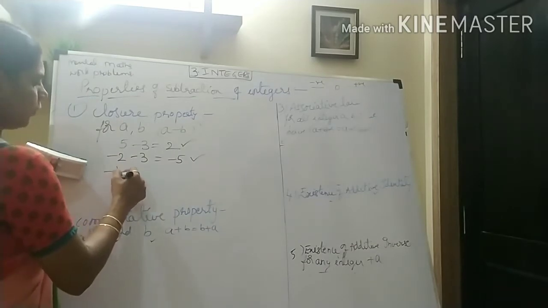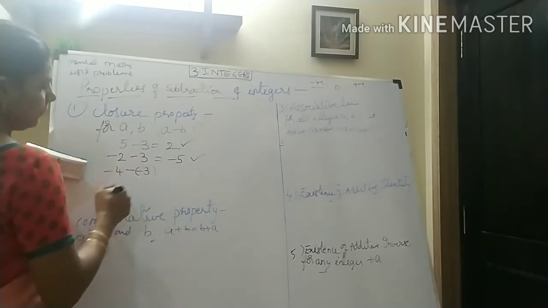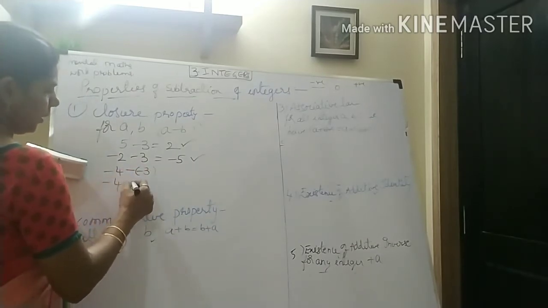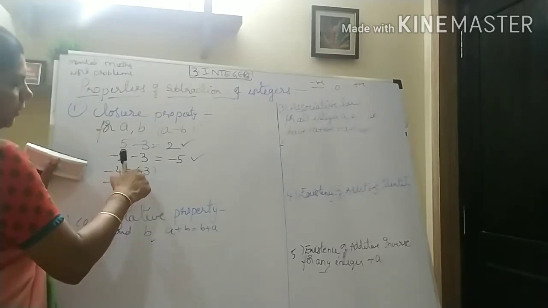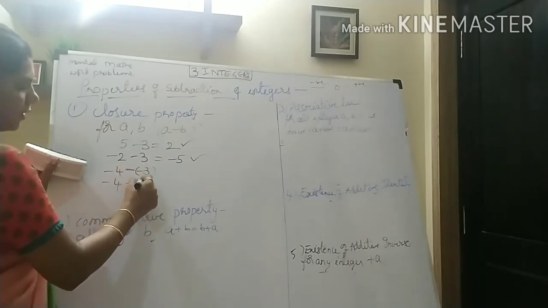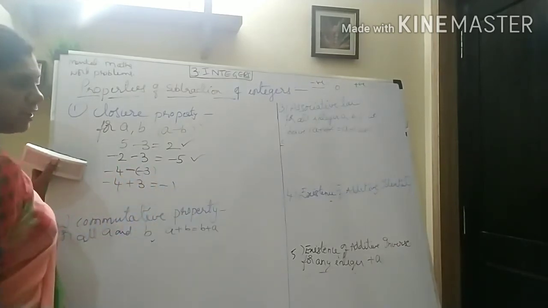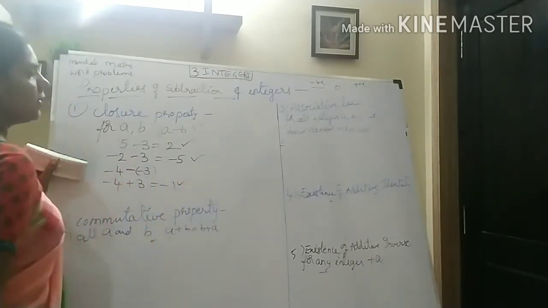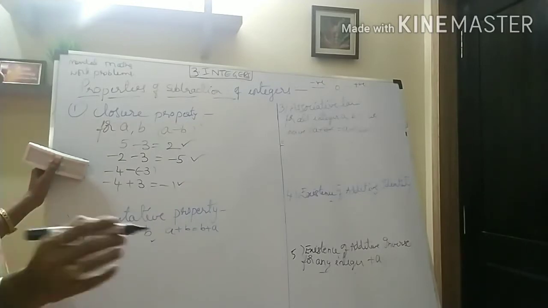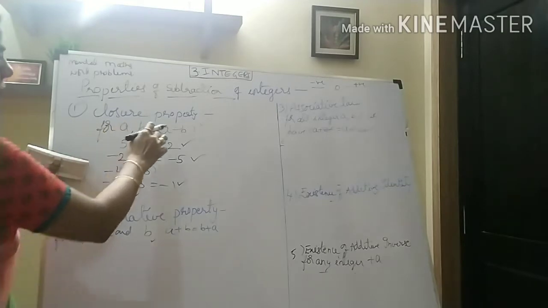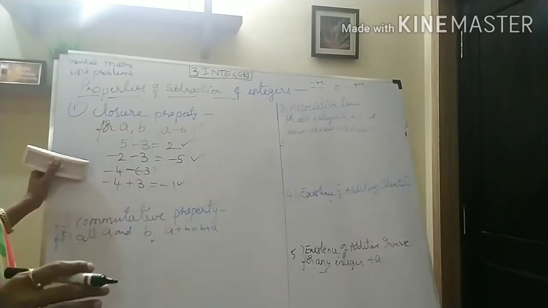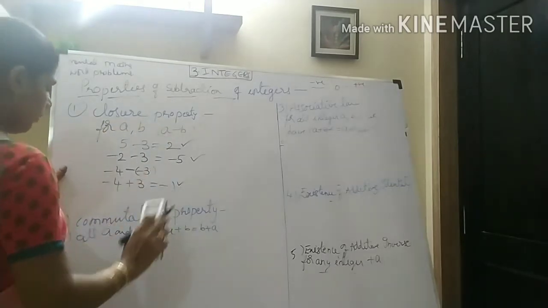So minus 4, minus of minus 3. Actually we are taking subtraction here, so again I am taking a negative number, so this will become plus. You are getting minus 1, so this is also an integer. So what we have learned from this is, if you subtract any two integers, you will get an integer only.